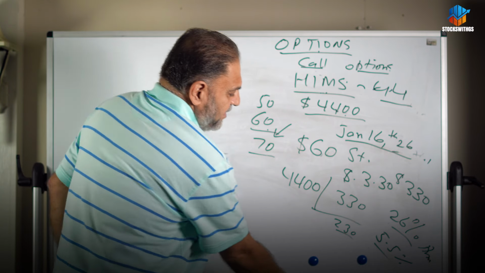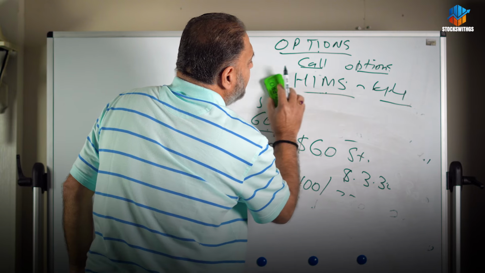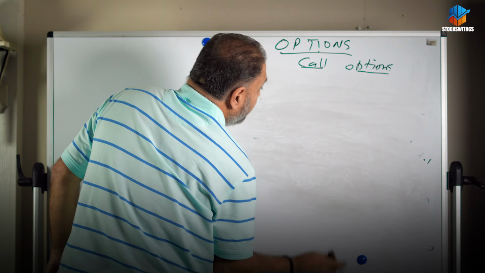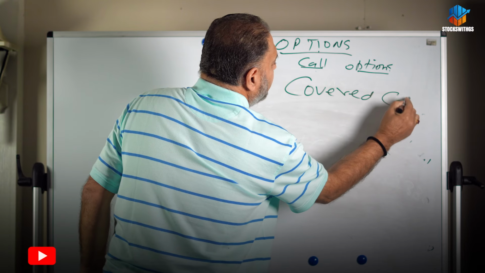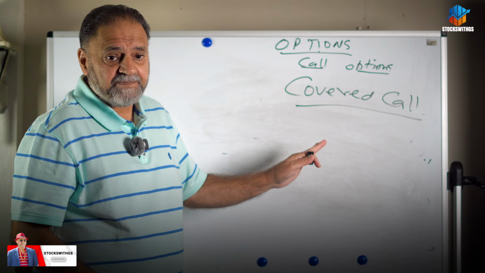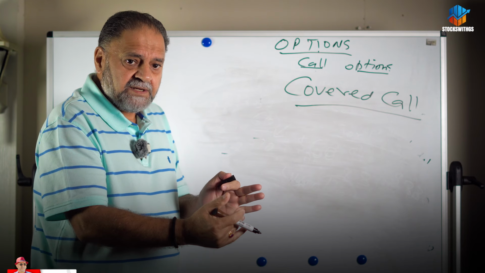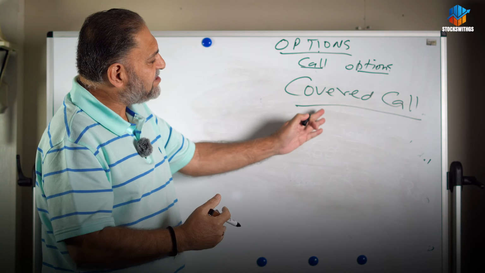You got it? So that's how you make about 26% return on your investment. That is called a covered call. Every individual stock has call options. So any stock you buy, you hold it and you sell a call premium and you make extra money.